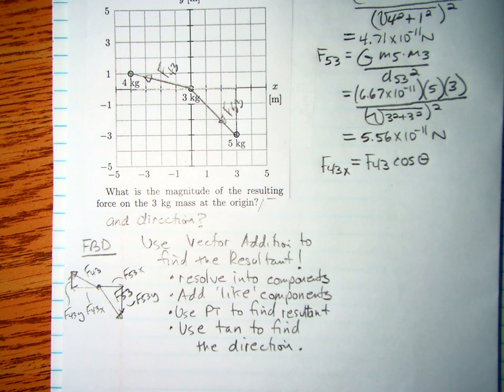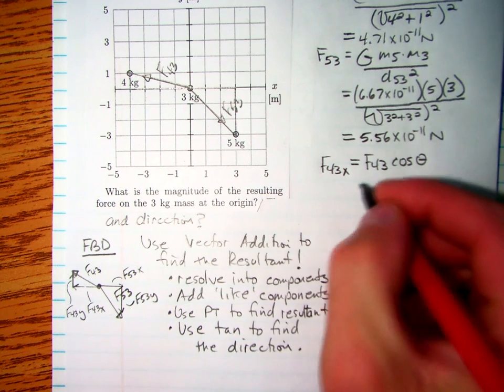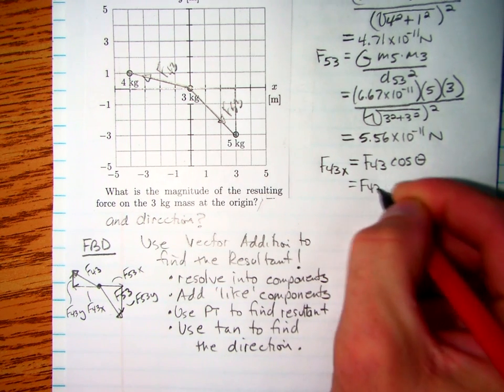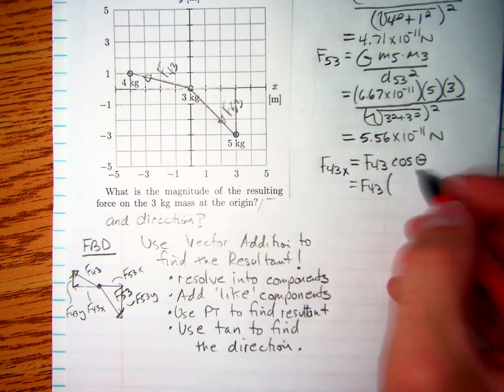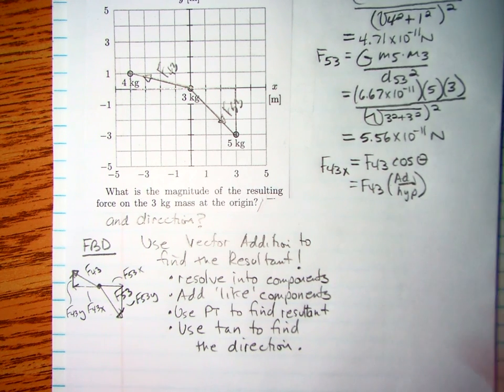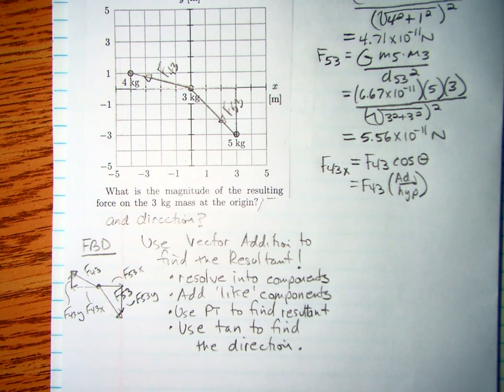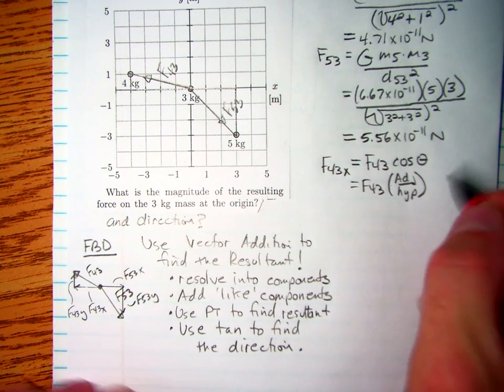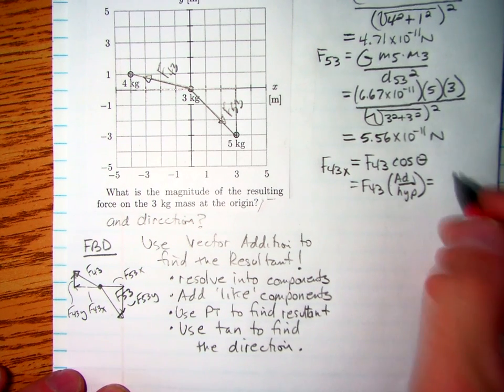The cosine of an angle is the adjacent over the hypotenuse. And we can measure the adjacent and the hypotenuse. So we don't need the angle to find the ratio using the cosine. So F43 times the adjacent over the hypotenuse is equal to F43 times the cosine of the angle. So what is the adjacent over the hypotenuse?